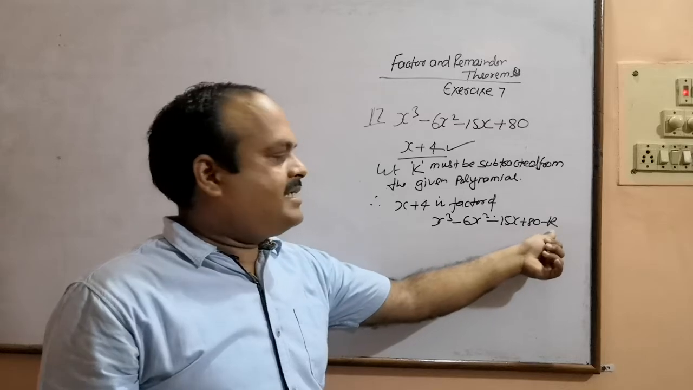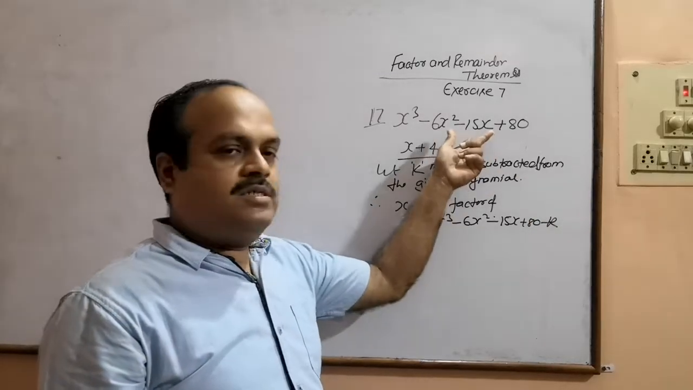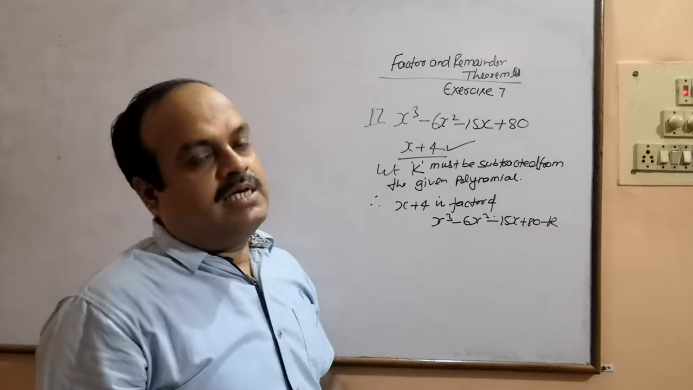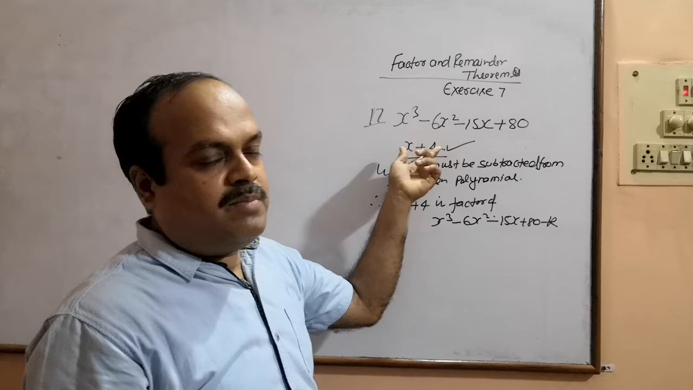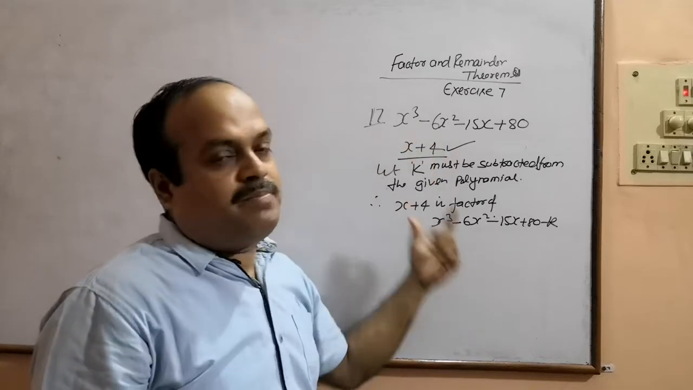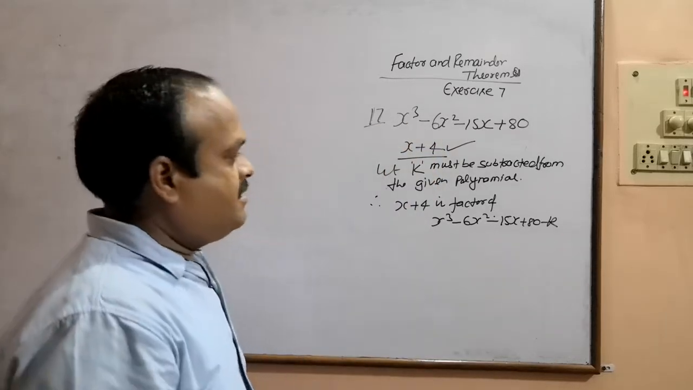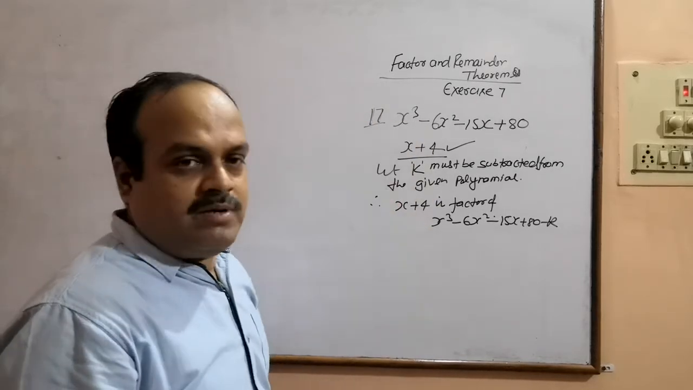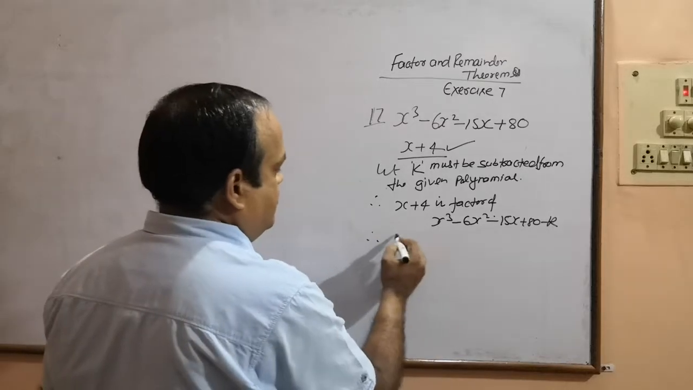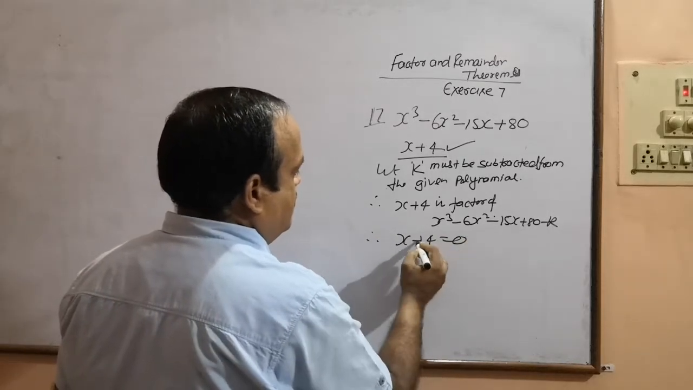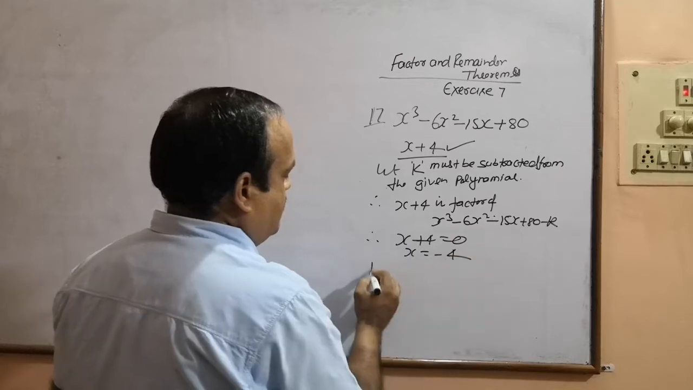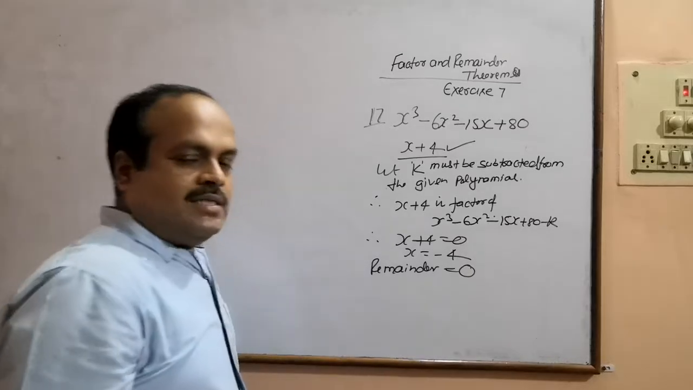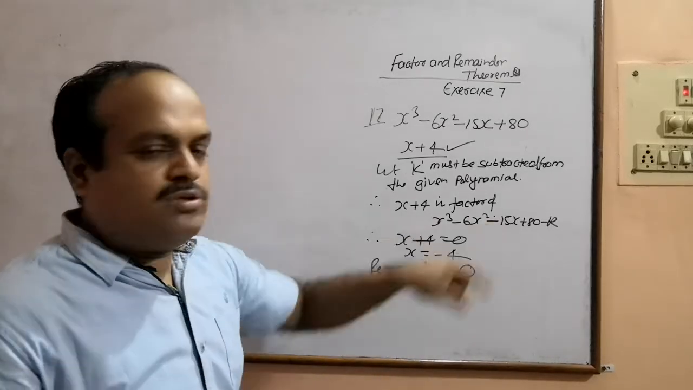So when we subtract k from this, we will get x cube minus 6x square minus 15x plus 80 minus k, and then this is exactly divisible by x plus 4, means x plus 4 is the factor of this resulting polynomial. So if this is factor, as I did in the last question, therefore the remainder will be 0. To get the remainder, I hope you know the value of x should be put in that polynomial.